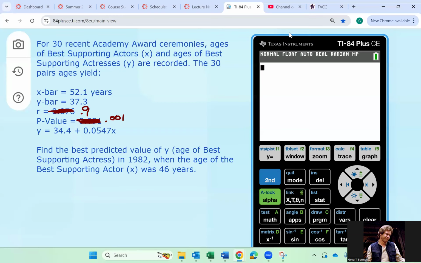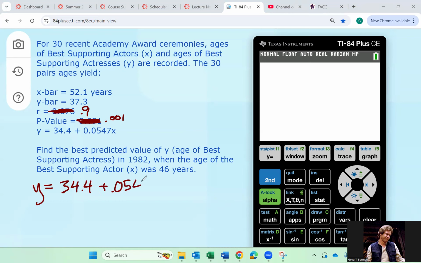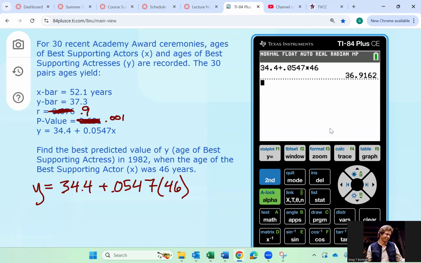And so if that had been the case, we would say, all right, so the height of the best supporting actress in 1982 would be, let's see, X would be 46 years old for the man in that year because X is the man. And I am not going to do that in my head. We'll be here all day. Okay, so I'm going to go 34.4 plus 0.0547 times 46. So we estimate 36.9 years old.